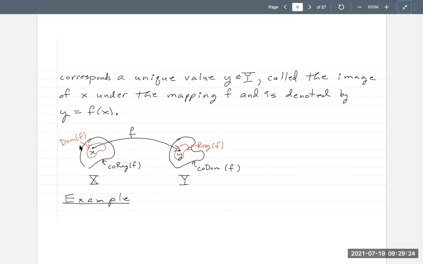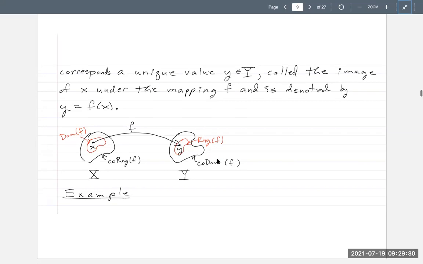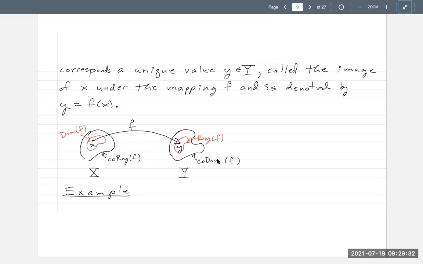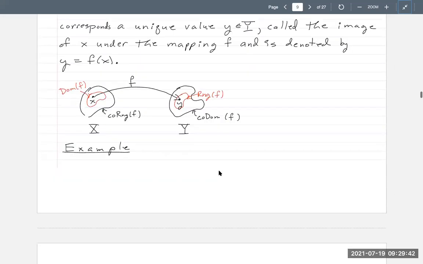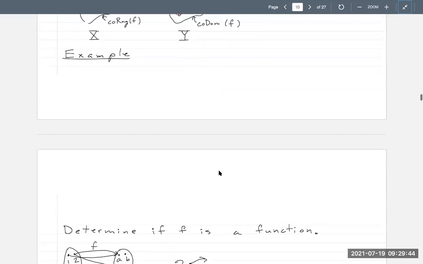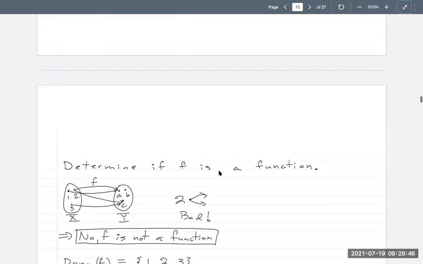usually these are not the same thing. Usually domains and coranges and ranges and codomains are not the same. Again, that's just so that I can be lazy and not have to figure out domains and ranges, unless they tell me to. So unless they say, really figure out what the domains and ranges are. So let's do an example.